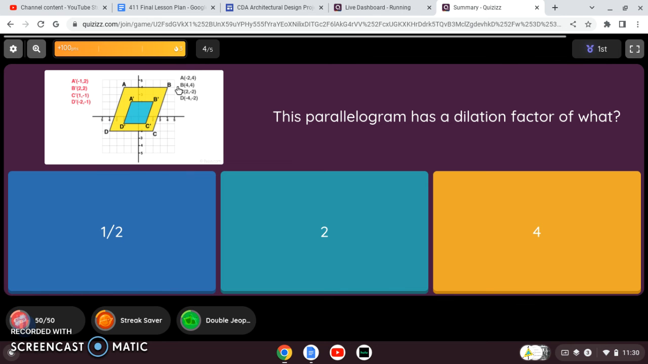So now if I'm looking, I see that I took half of each of these coordinates, and when I take half of it, I got my new parallelogram. So I know that I have a dilation factor of 1/2. I see that my parallelogram shrunk. It got smaller.